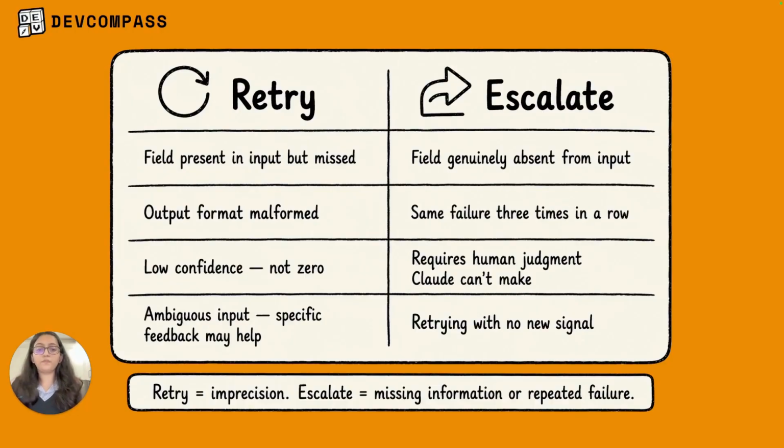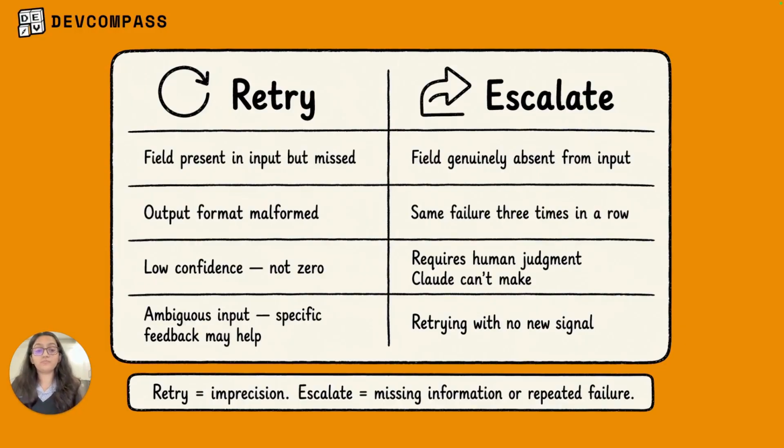If the output format is malformed, it's retryable. A clarifying example in the retry prompt can fix format problems. Same failure 3 times in a row, escalate. Retrying a 4th time after 3 identical failures is just burning tokens with no new signal. Low confidence, not 0, retry once. A second attempt sometimes produces a more confident result on ambiguous inputs.